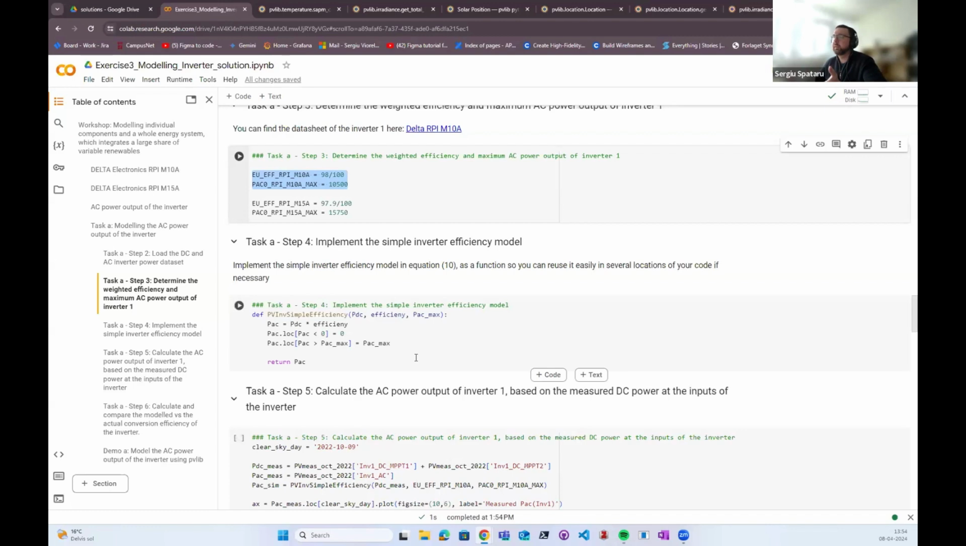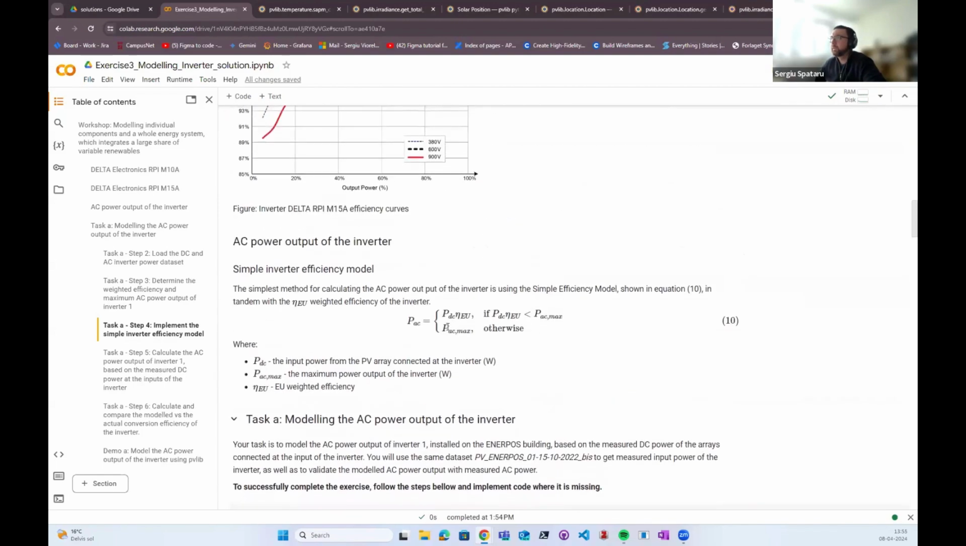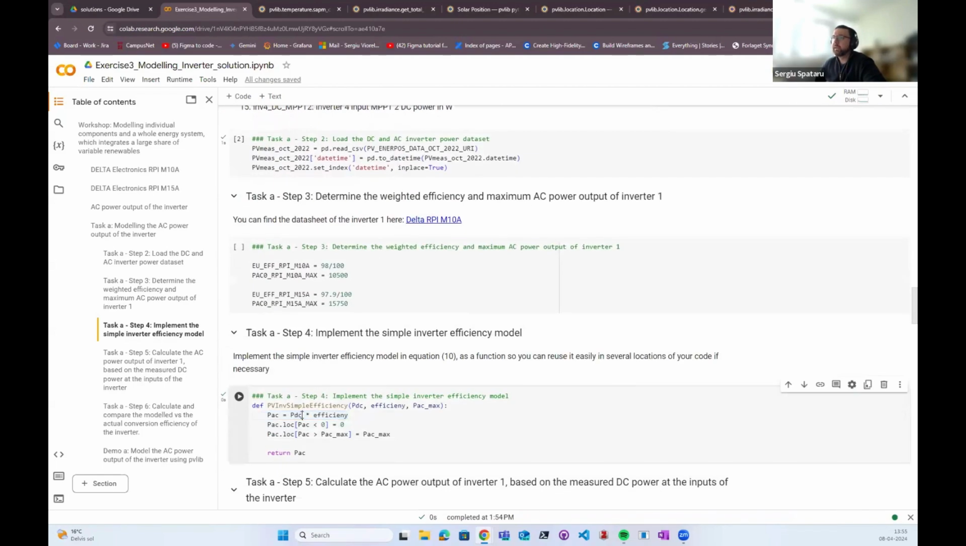Then for implementing the model, we'll use a function so it's reusable. We can reuse it in different places without repeating the code. And the function will have as an input the DC power, the efficiency, and the maximum AC power of the inverter. And then we basically implement this equation here. We multiply the DC power with efficiency, we get a temporary AC power. We do a bit of cleanup if we get negative values. And then for all the values that are larger than the limit of the inverter, we'll limit that. So we kind of implement the clipping.